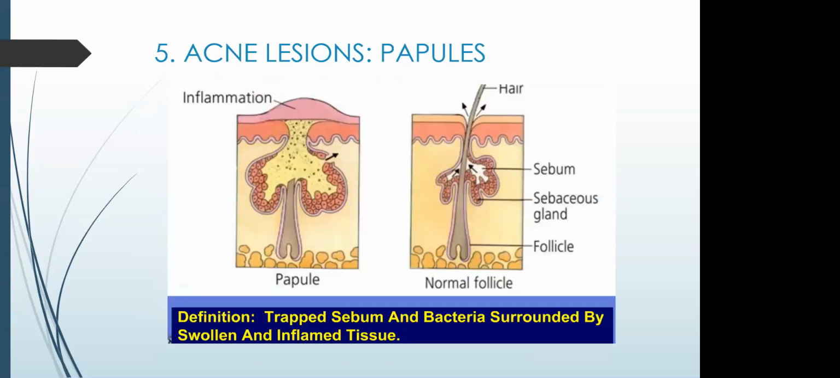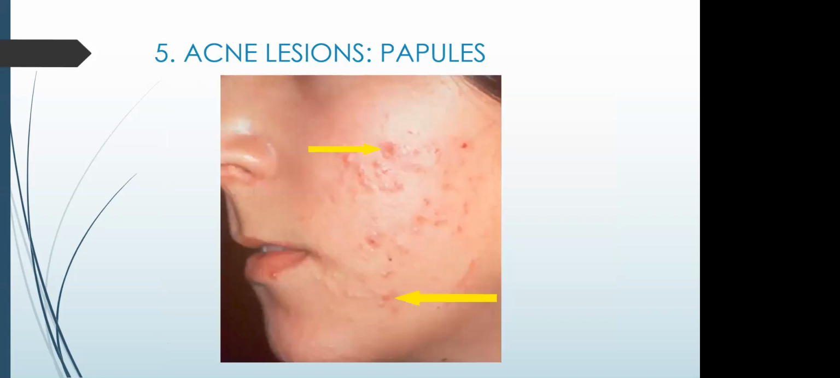Papules are small elevated skin lesions less than 0.5 centimeters in diameter. It is prolonged follicular congestion and the breaking down of the follicular wall that causes them. Again, icing will help to reduce inflammation on a papule as well, and it also increases healing. So here's an example.